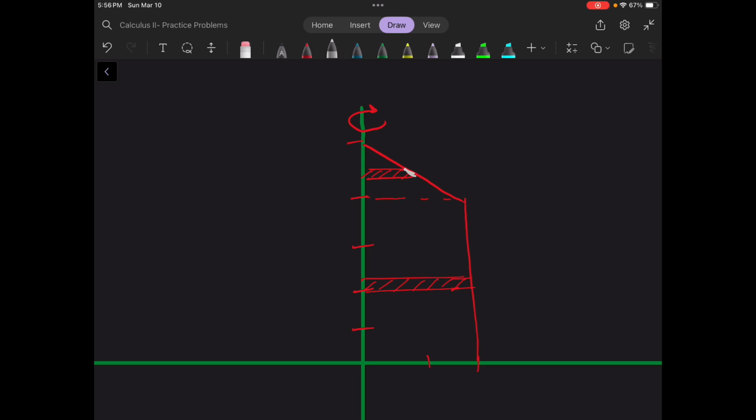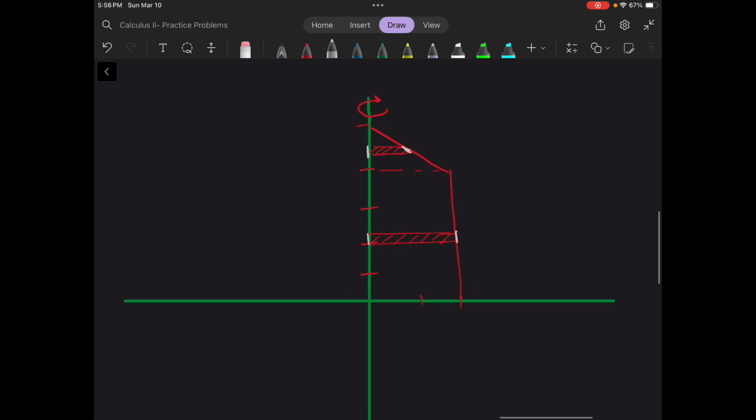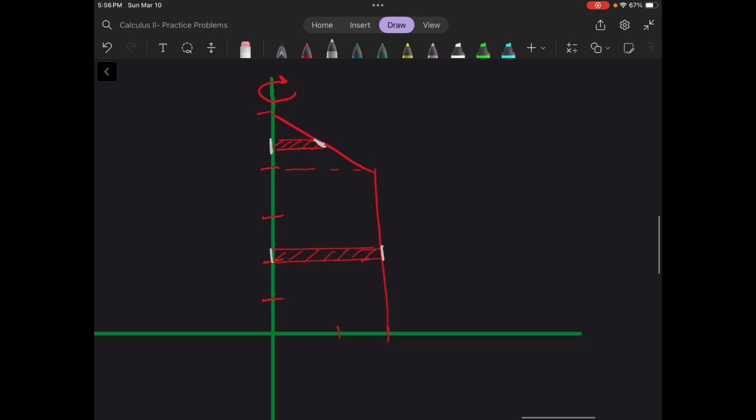This slice right here goes from this function to this function, whereas this one is a constant. It just goes from this one to this one. So let's find the equation of this line right here. Let's see, y equals mx plus b.